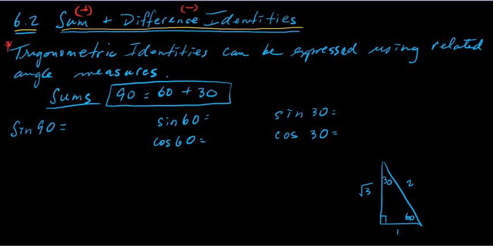So if I take a look at 90, that is the same as 60 plus 30. Okay? If we're just talking straight basic algebra, that's always true, right? 60 plus 30 is 90. So what we're going to do is explore the relationships when it comes to sine and cos and tan and that sort of thing, the relationships between sine of 90 in this case, and then sine and cos of 60 and 30.